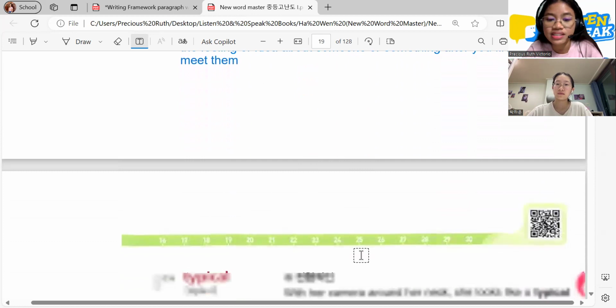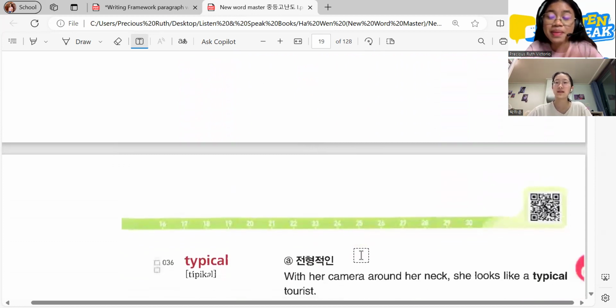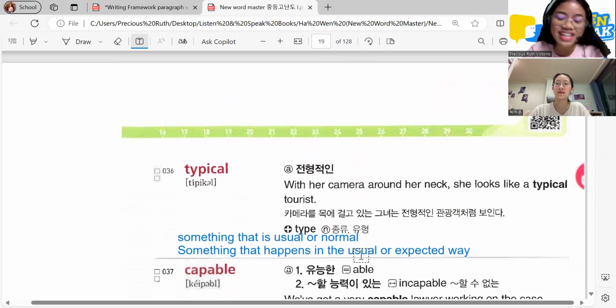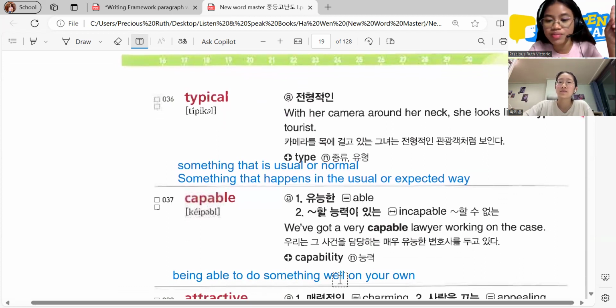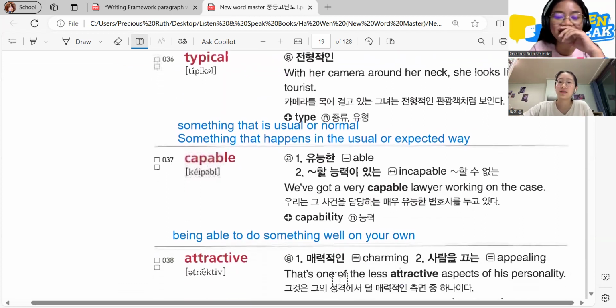Okay. And next. Typical. Something normal or usual. Very good. Okay. Next, capable. Being good at doing something. Okay, being able to do something well on your own. Very good. Okay, next, attractive. This is Haun. Looks very nice. Yeah, looks very nice. Very good.